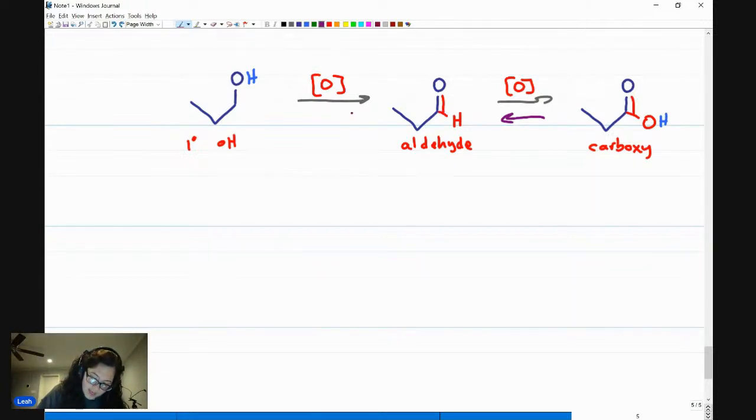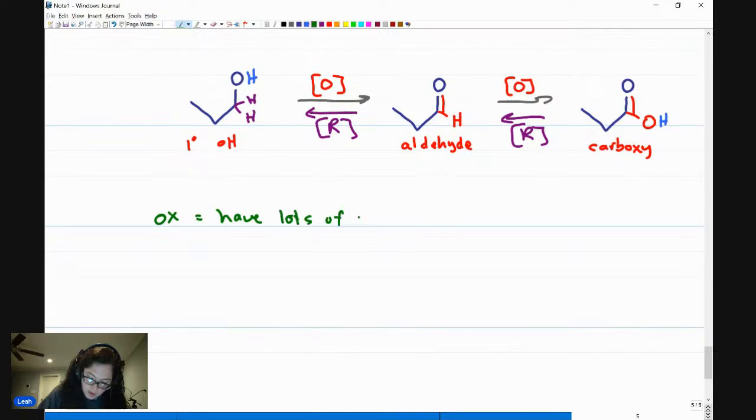And if I reduce it again, now I have a 2nd hydrogen. 1st hydrogen, 2nd hydrogen. So oxidation and reduction are just opposites of each other. Your oxidizing reagents have lots of oxygen.